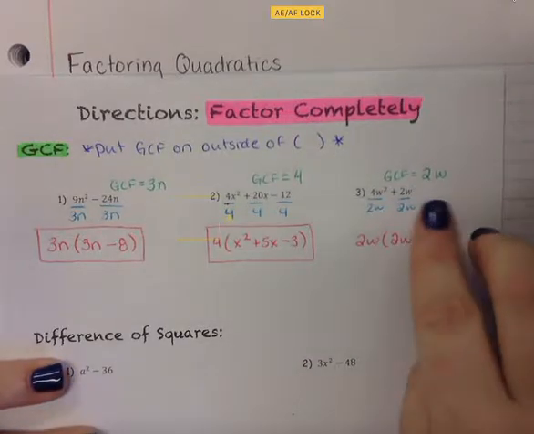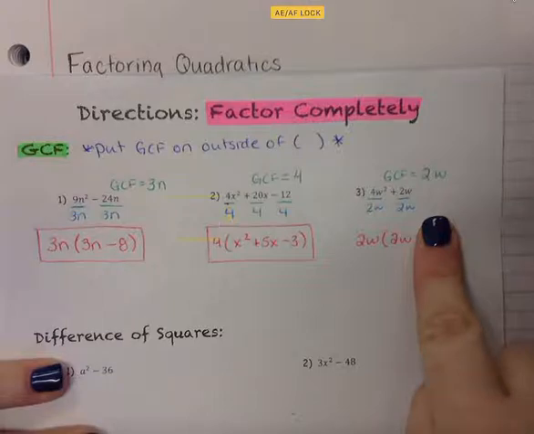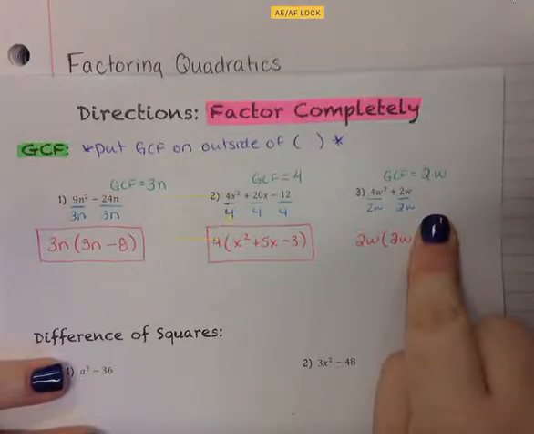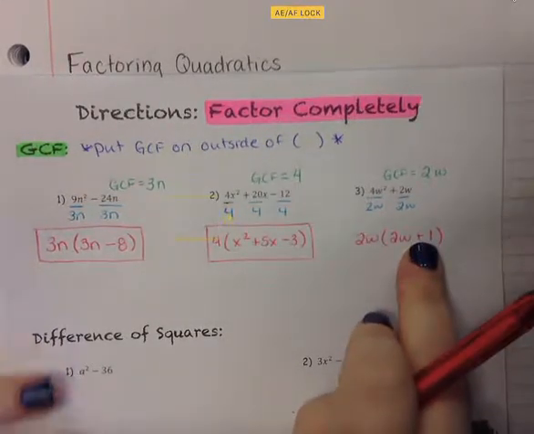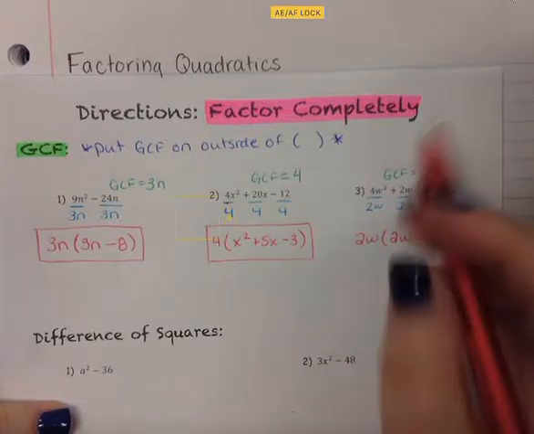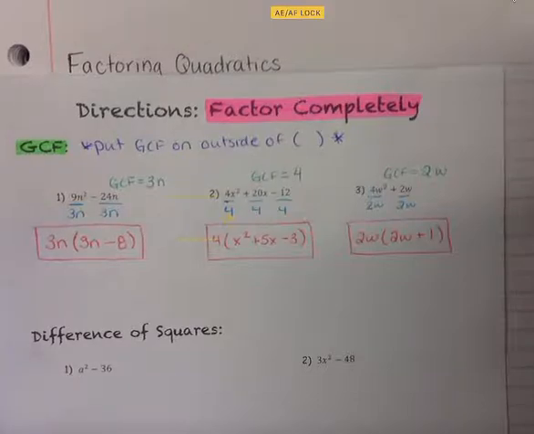If you look at this and say that, no, I can get rid of that, and I distribute that 2w, we would only have the 4w squared. So then it wouldn't give us the original problem. That's why we have to make sure we do say that it is plus 1. So this is our final answer for number 3.